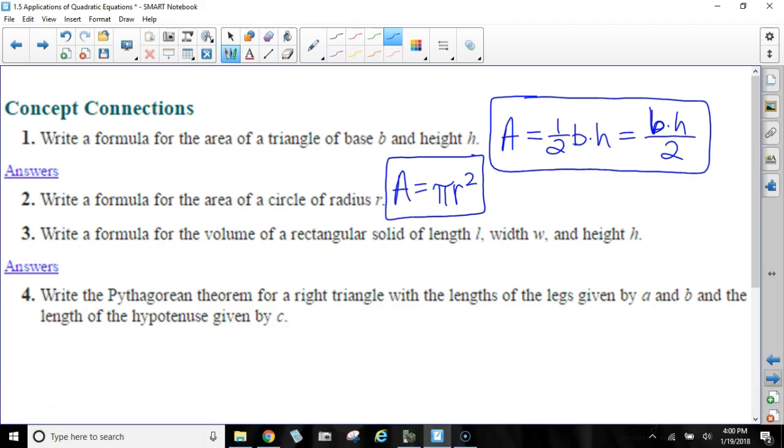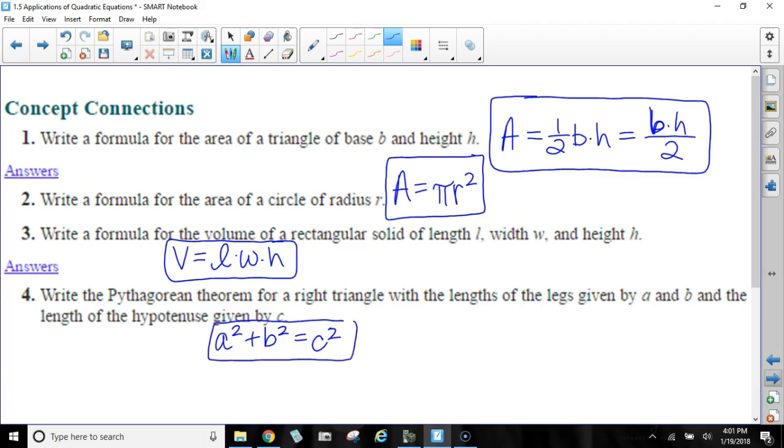Number 3 says to write the formula for the volume of a rectangular solid of length L, width W, and height H. That was like in our example 1 from this section. To calculate the volume of a rectangular solid, it's the length times the width times the height of the solid. And number 4 is to write the Pythagorean theorem with legs A and B and hypotenuse C. A squared plus B squared equals C squared.